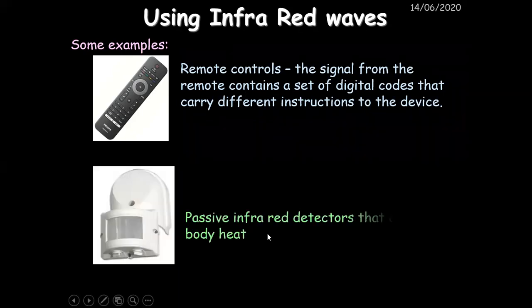Very important. Body heat. So I had one of these in my house. If a burglar walks in, the heat from their body is detected by this detector, your infrared heat. And then the alarm is set off.